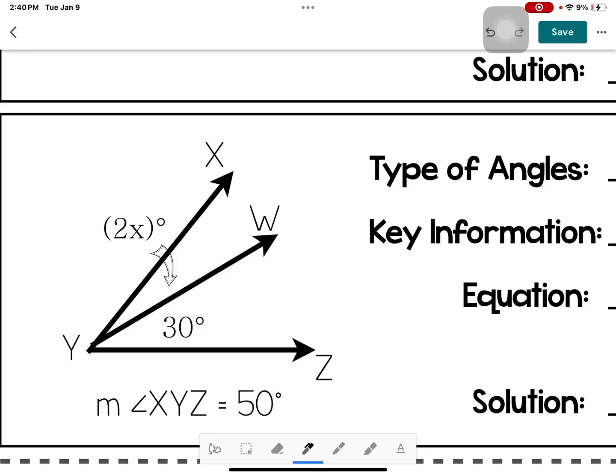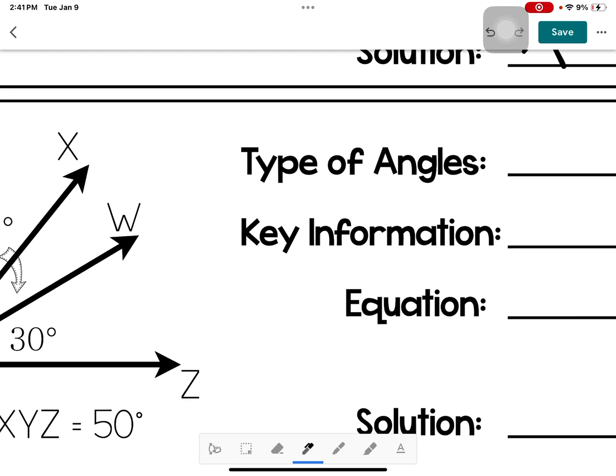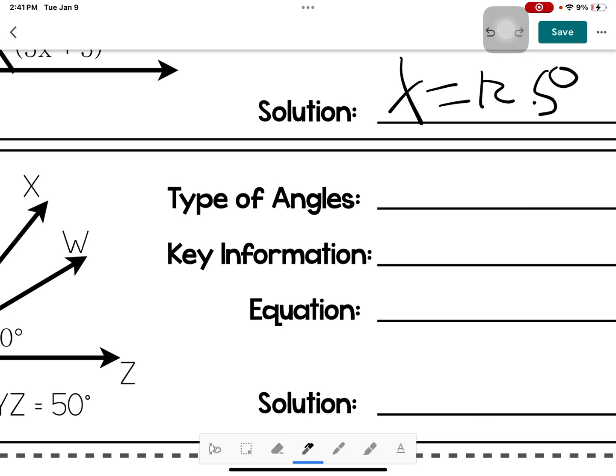Now, did you hear what Alasia said? Supplementary. Why do we know that this is a supplementary angle? Because this right here is a straight line, and this angle plus this angle equal 180. So now I just said it. What's the most important information? 180. It's going to equal 180.